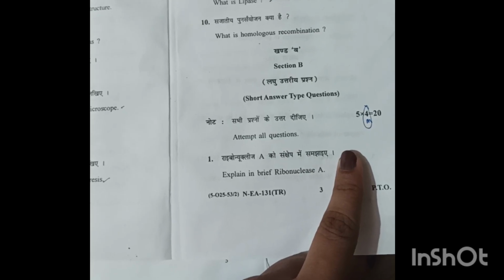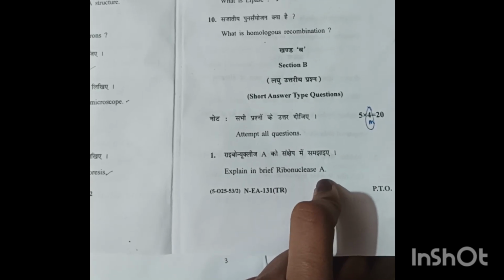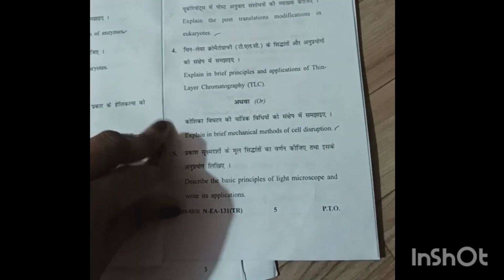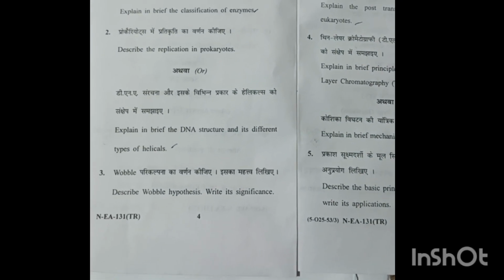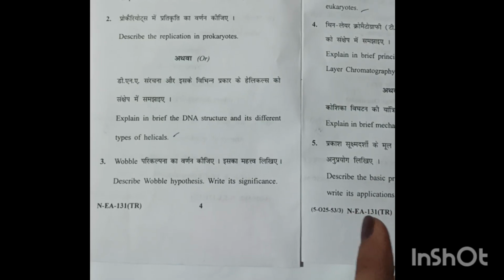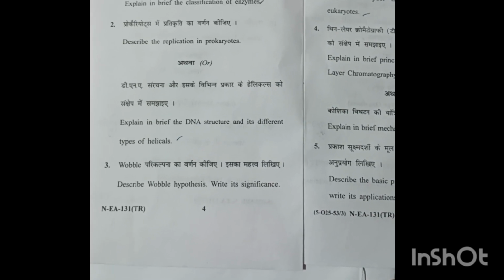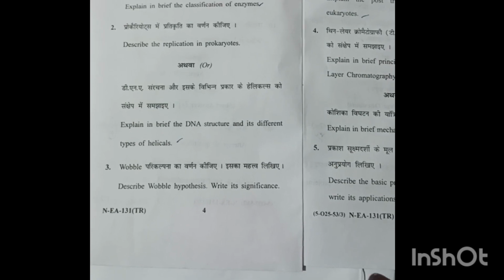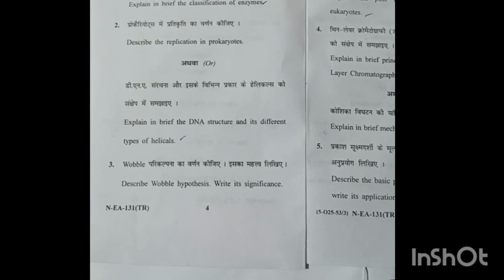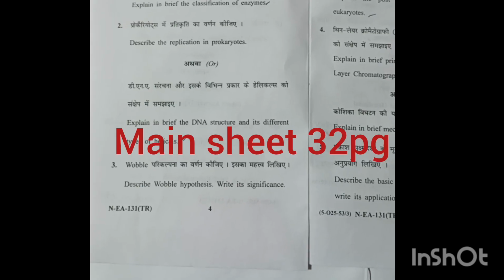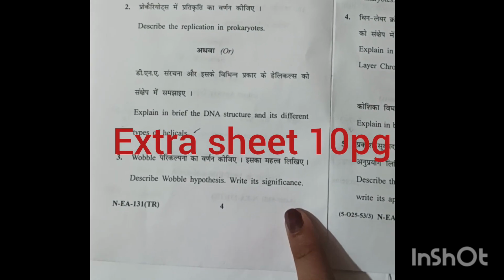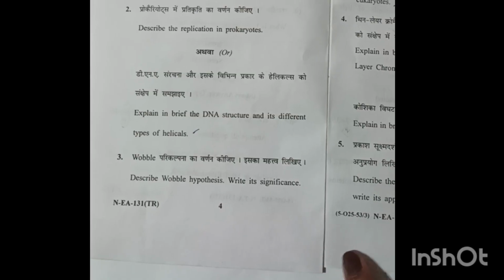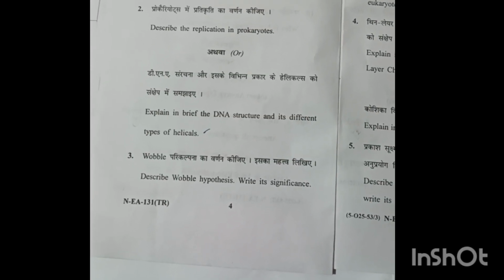Okay, now for section B, you can see there are questions such as explain in brief ribonuclease A. You will not find these enzymes directly in the syllabus. I'm going to discuss the syllabus with you in a few minutes, but you have to make a choice. If you want to write 4 markers, you have to be very specific about the questions you select, because you have to write more content. You get a sheet of 32 pages and you have to fill that sheet. So you should have content to fill at least the main sheet. Apart from that, you can take an extra sheet of 10 pages, but make sure the questions you choose give you enough content to write 4 pages for each question.